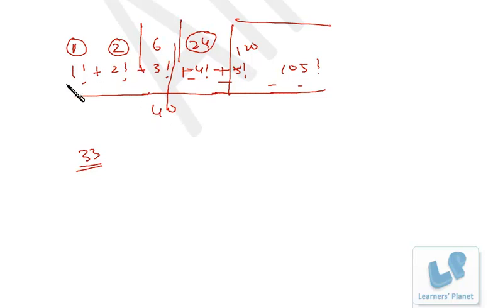Looks difficult because the series looks very big and factorials are also there. So sometimes students find it very difficult to crack. But once you have done this sort of problems, it's very easy to do. Okay.